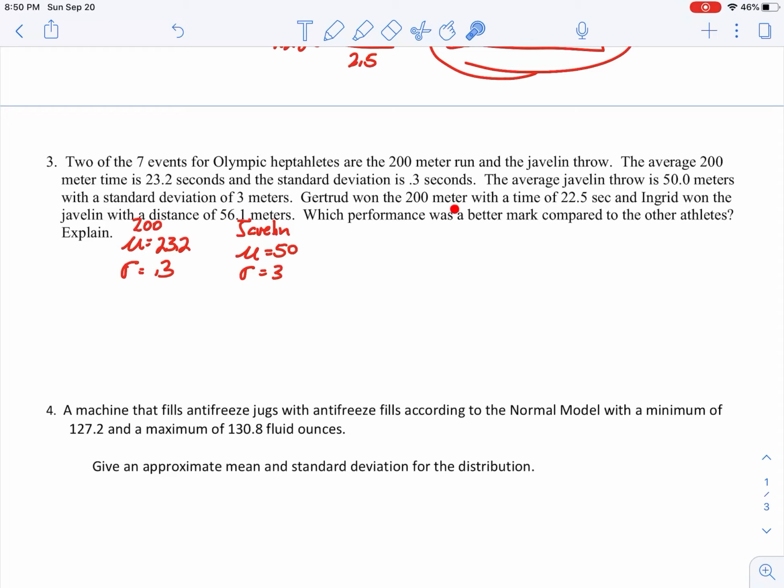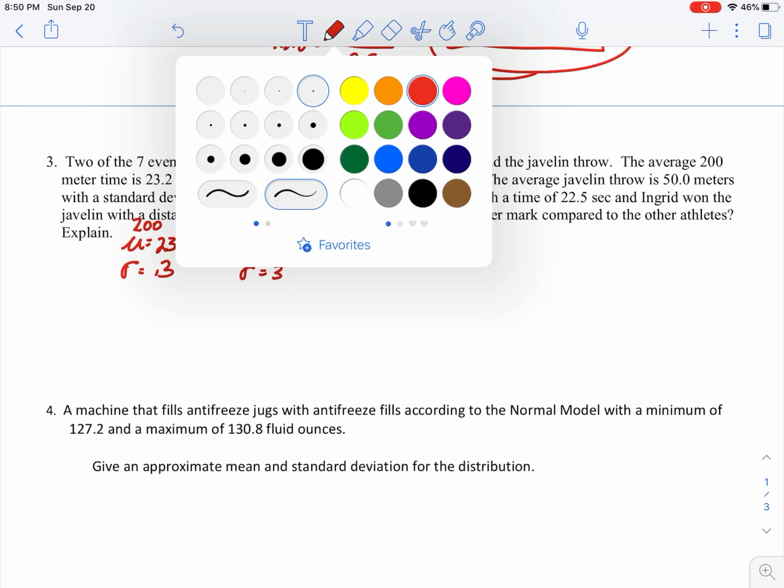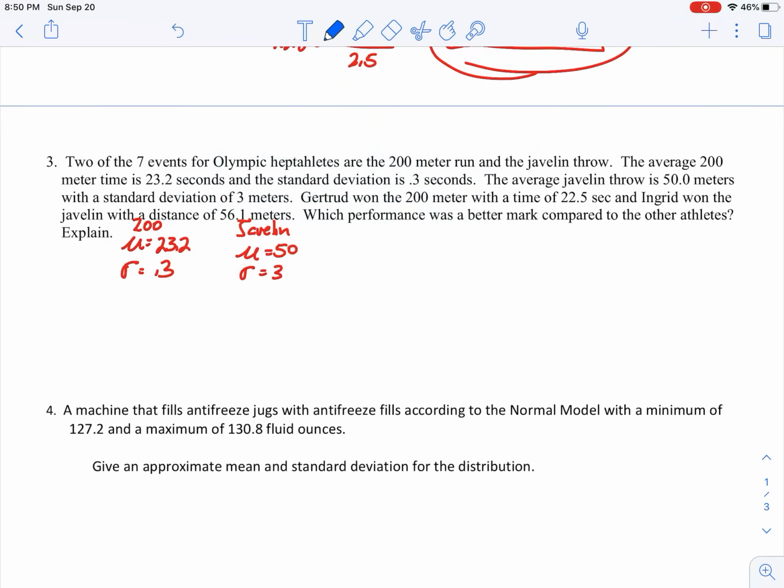Which we have Gertrude, who won the 200 meter with a time of 22.5, and we have Ingrid, who won the javelin with a distance of 56.1. Which performance was better compared to the athletes? And again, we have 2 different scales that we're operating from, so that forces me into converting for a z-score. Okay. So we need a z-score for Gertrude running the 200 meter. She ran it in 22.5 seconds. We expected Gertrude to run it in 23.2 seconds. And we had a standard deviation of 0.3.